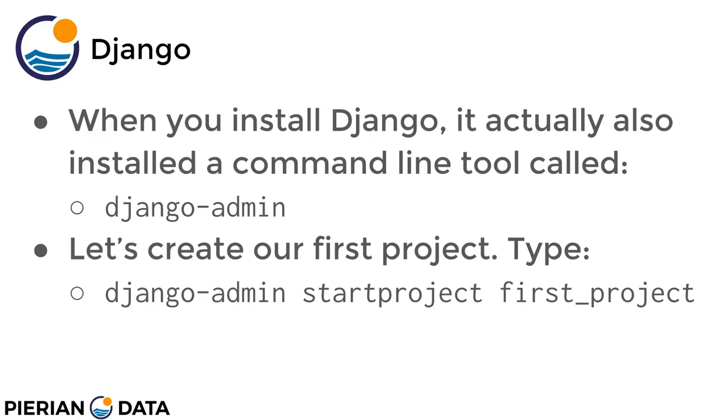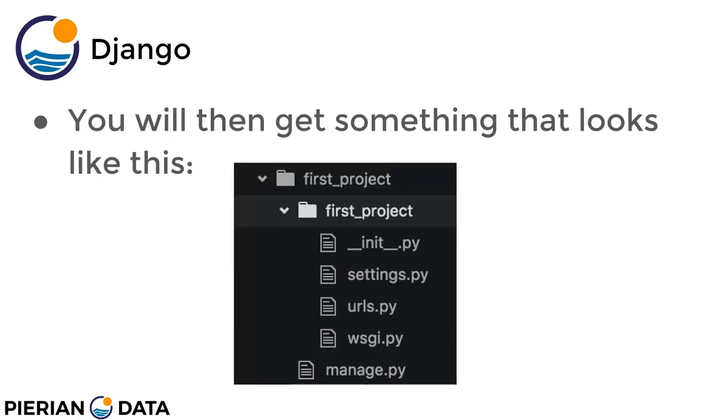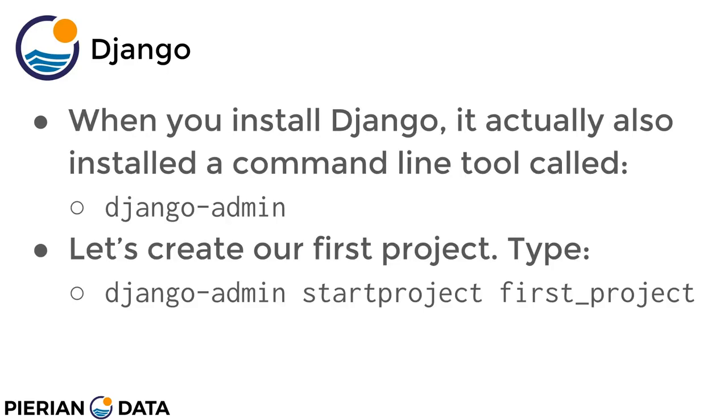And for that, just go to your command prompt, activate your virtual environment if you haven't done so already, and then say django-admin startproject and then whatever you want your project to be called. In this case, we will say first_project. And then you're going to get something that looks like this. And we'll explain what all these files are in just a second. But before we do, let's actually run this code.